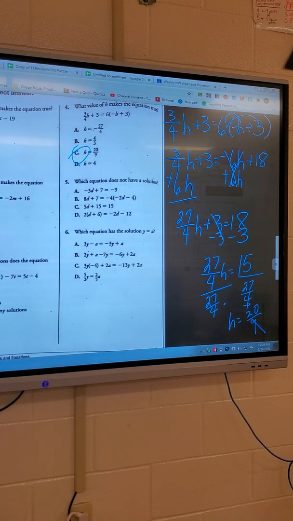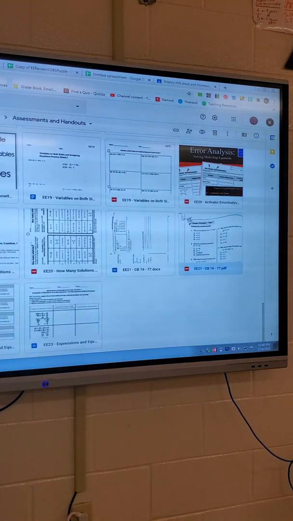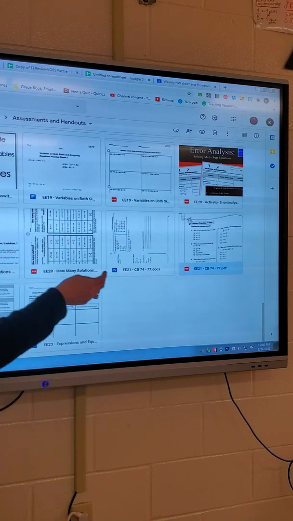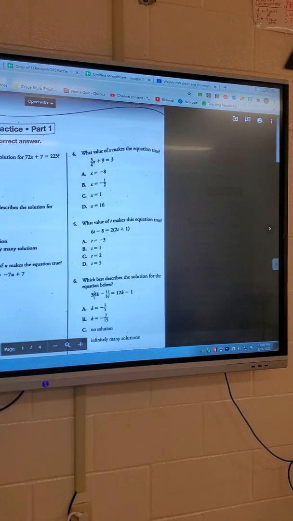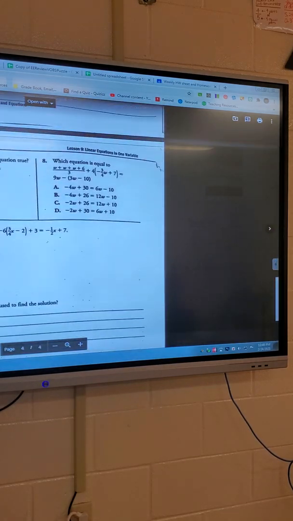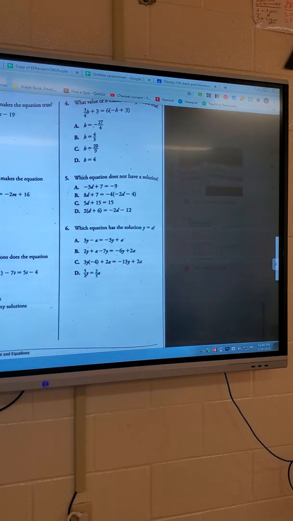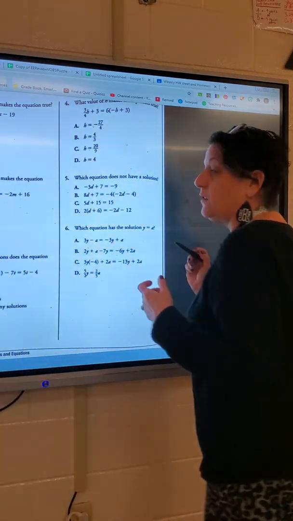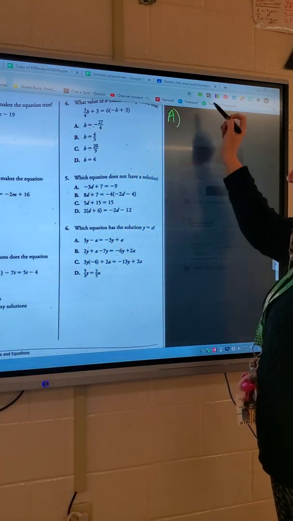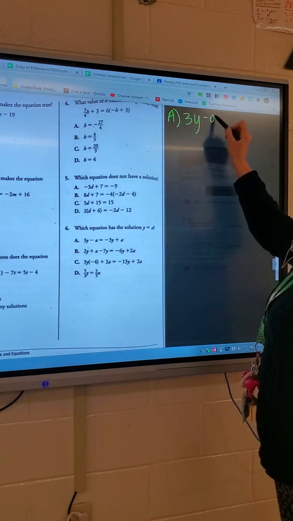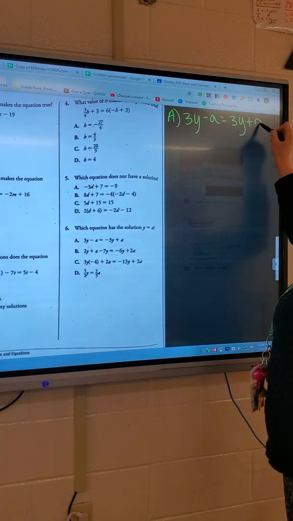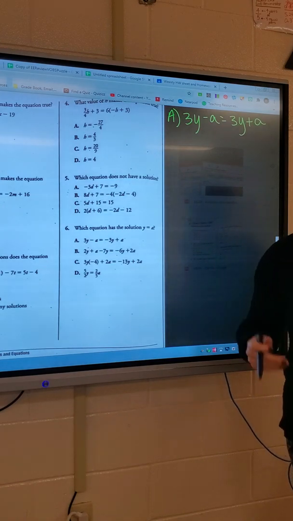All right. Number 5. Which equation does not have a solution? Well, the only way you're going to be able to figure that out is if you work all of them. So we've got to look at A. A is 3y minus A equals 3y plus A. Well, I can tell you right now that's the answer.